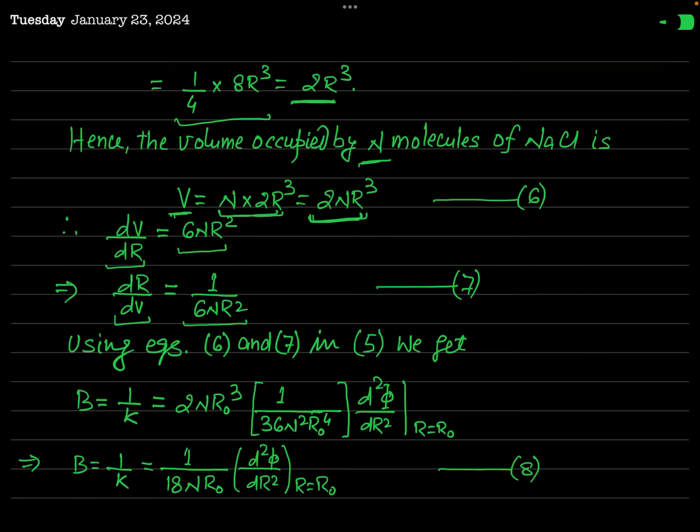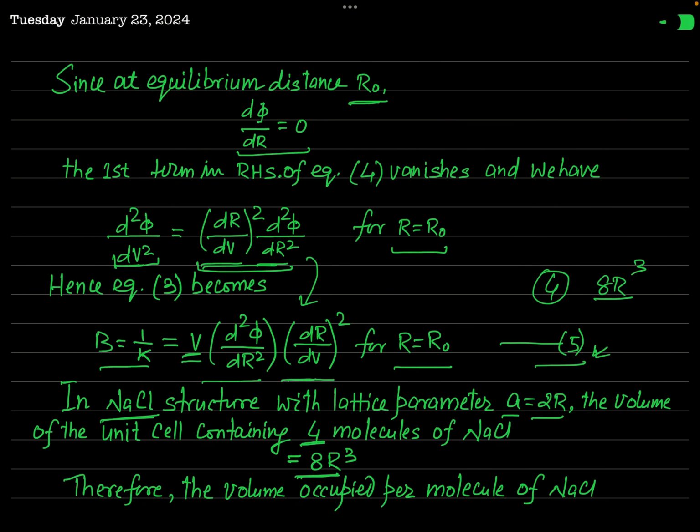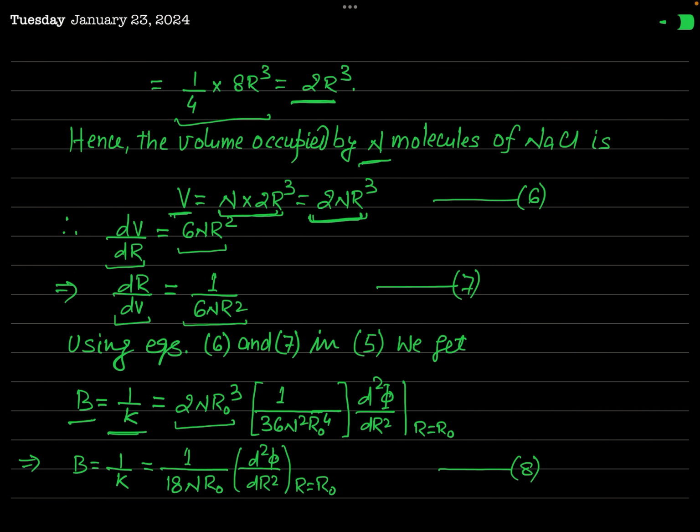So in equilibrium condition, the bulk modulus of elasticity, or the reciprocal of the adiabatic compressibility K, is given by V, and V will now be written as 2n R naught cube, not R, because we are considering the system in equilibrium state. So R has been replaced by R naught, times dr by dV whole square. But what is your dr by dV? See equation number 7. This is 1 over 6n R square.